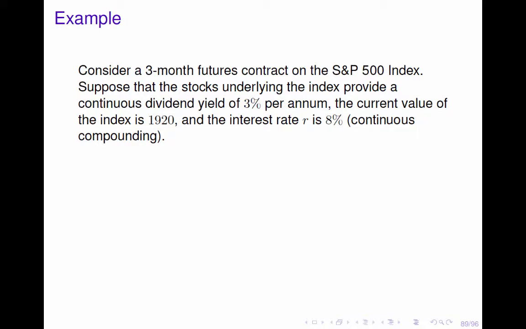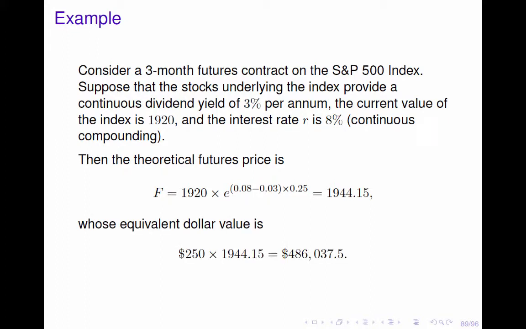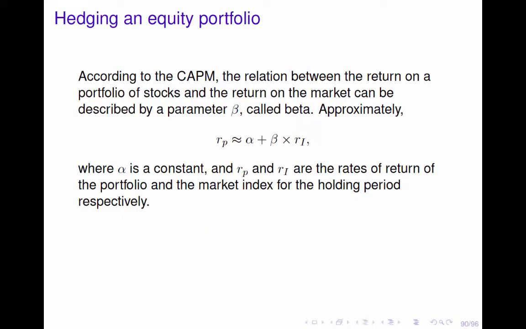Here's an example. Consider a 3-month futures contract on the S&P 500 index. Suppose that stocks underlying the index provide a continuous dividend yield of 3% per annum. The current value of the index is 1,920, and the interest rate R is 8% with continuous compounding. Since both the dividend yield and the interest rate given are compounded continuously, the theoretical futures price of the index can be calculated as follows. And since each point of the index is worth $250, its equivalent dollar value will be $486,037.5.